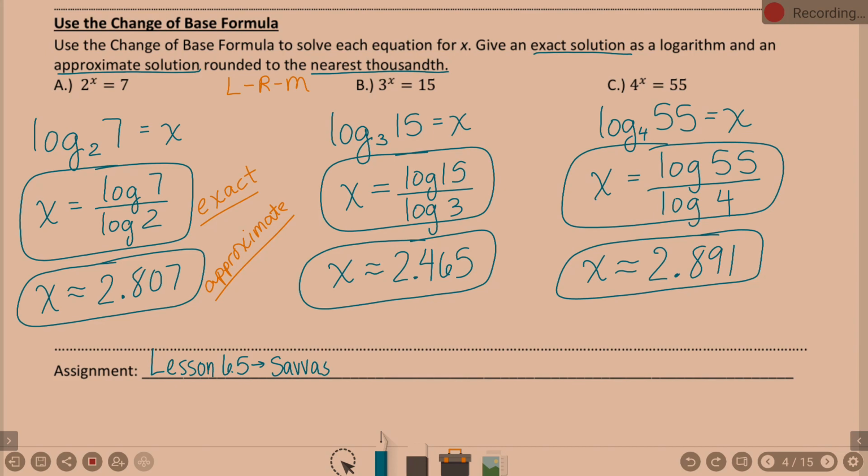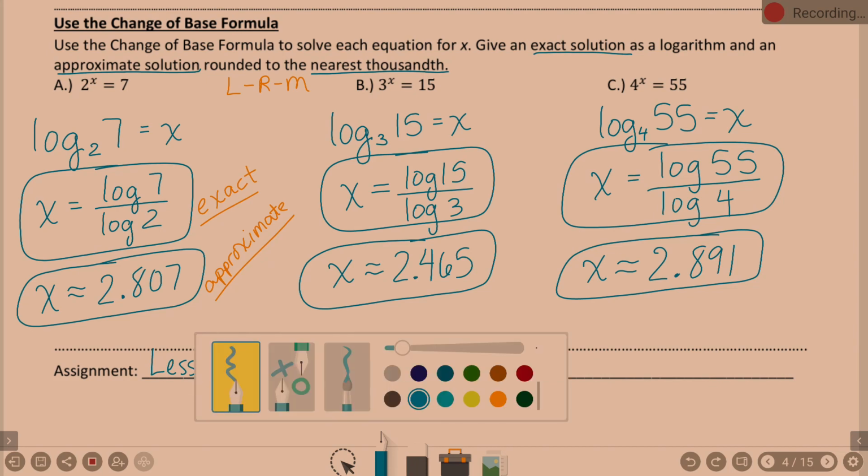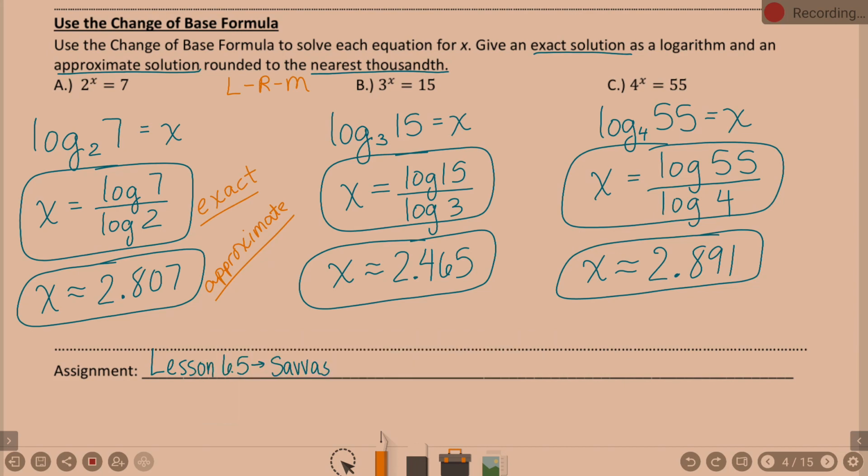I just looked at my notes. One thing I didn't talk about, and we can just real briefly, how can I check this answer? Or any of these answers? Plug it back in, yes? Now, so if I take 4 to the 2.891, what should it about equal? 55. Is it going to be exact? No, it's not going to be exact because we rounded it, yes? But if you take that, how close do we get? 55.02. Okay.